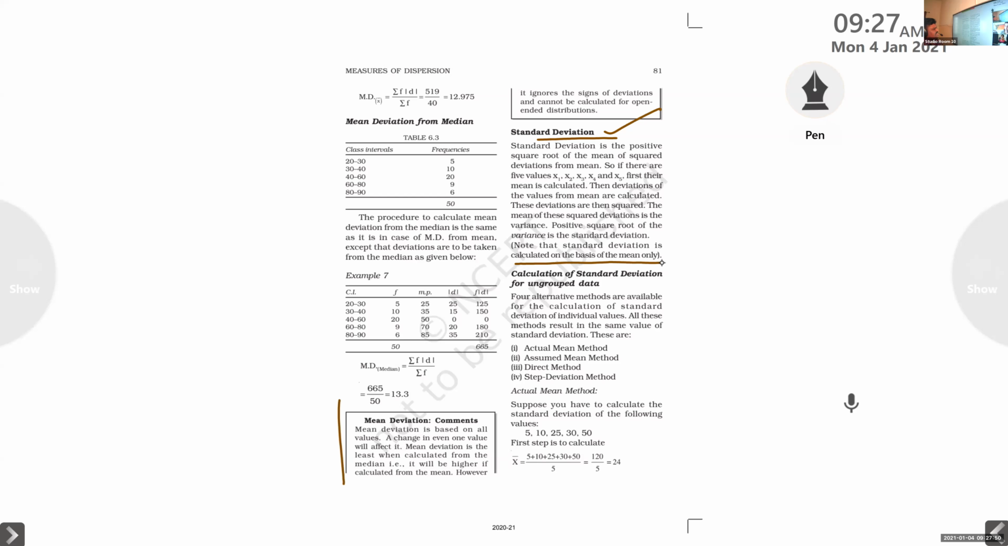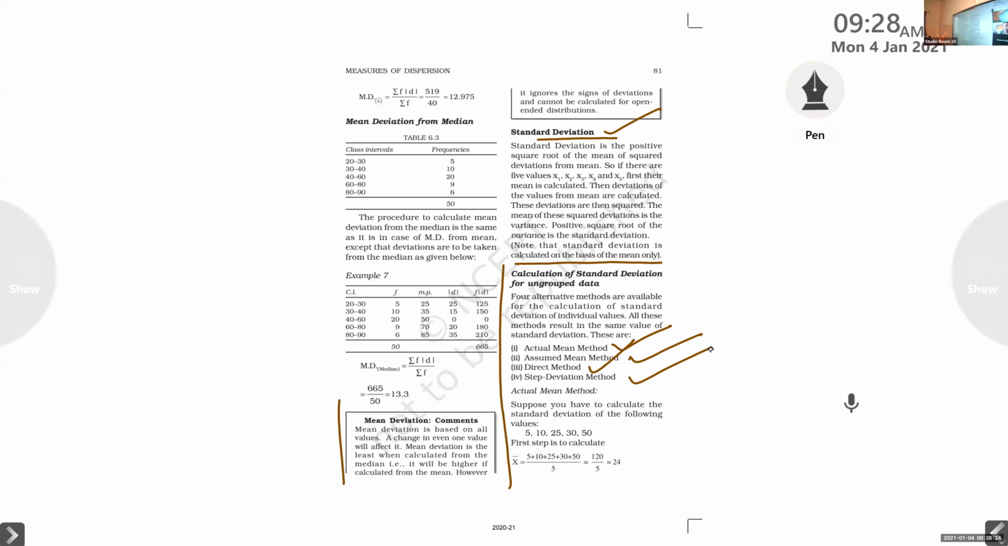Okay, so standard deviation for ungrouped data. First of all, we are going to study the calculation of standard deviation for ungrouped data. 4 alternative methods are available for calculating standard deviation of individual values. All these methods result in the same value of standard deviation. They are the actual mean method, assumed mean method, direct method and step deviation method.